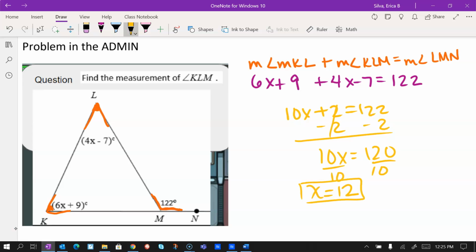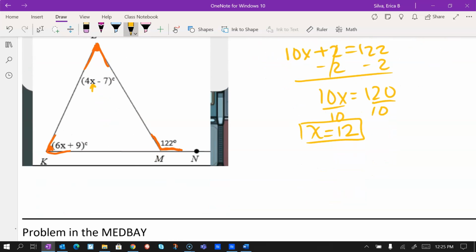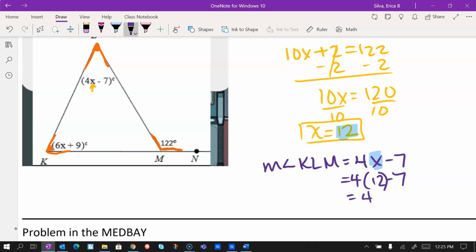Now that we know what x is, we plug it into the measure of angle KLM. The measure of KLM is equal to 4x minus 7. Now we substitute 12 for x: 4 times 12 minus 7. 48 minus 7 gives us an angle measure of 41 degrees.